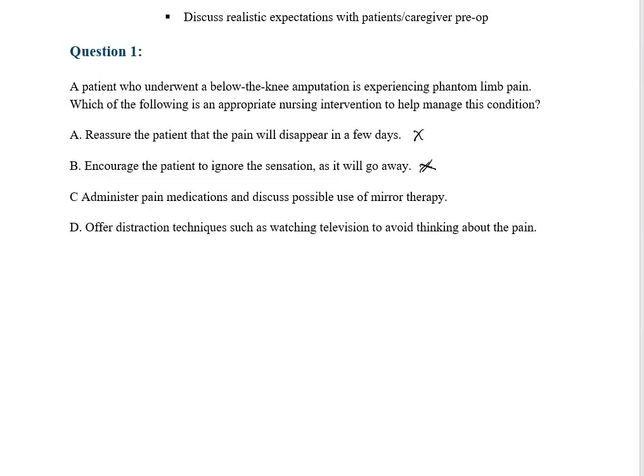Administer pain medication and discuss possible use of mirror therapy. That sounds like a good idea. Offer distraction techniques such as watching television to avoid thinking about the pain. Well, yes, that's one way you can do it, but in this case, phantom limb pain is still a real pain, and the best way to treat it is like any other pain. Give them the pain meds, and for the long term, give them mirror therapy that will adapt their brain to the fact that the limb is not there anymore and that the pain is not coming from the extremity that's no longer there. So mirror therapy and pain medication is the best answer.